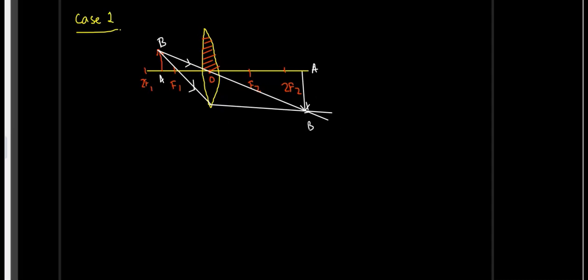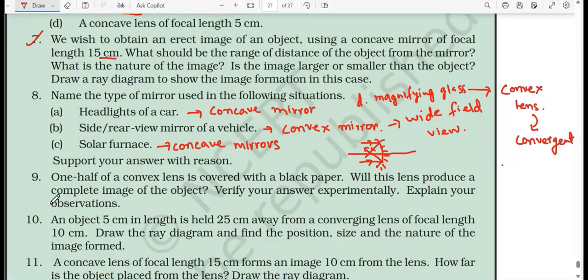Okay, so let us go back to our question. What is your answer? Yes, it will produce a complete image. Verify your answers experimentally. Just show the two cases and explain it. All right, now let us go to question number 10.